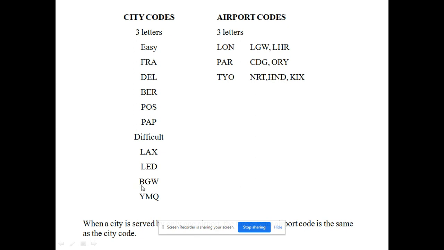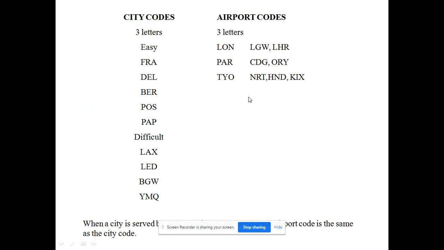Then BGW stands for Baghdad. YMQ stands for Montreal. Now, all your Canadian cities will always start with Y. So YMQ, YTO, YQC. So all your Canadian cities will start with Y. So city codes are made up of three letters.